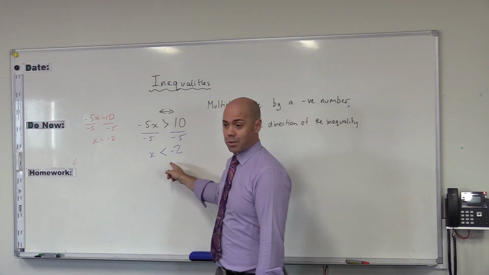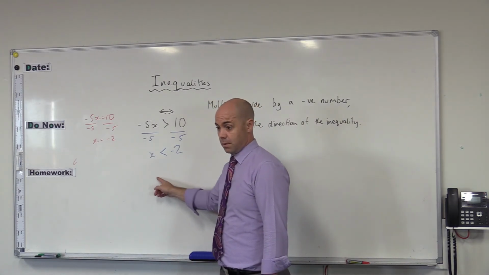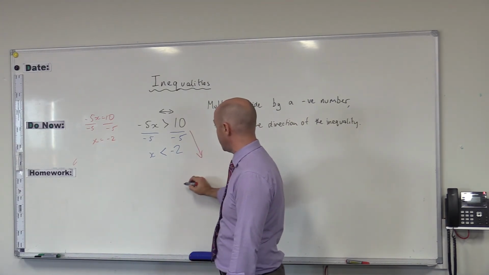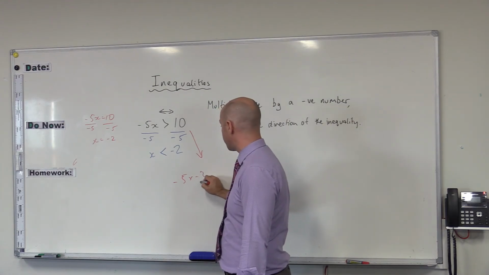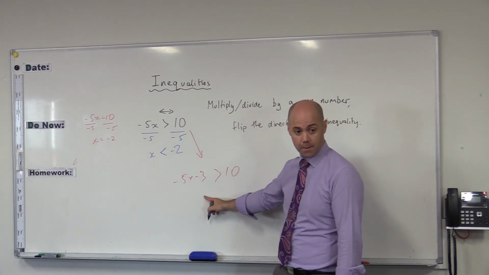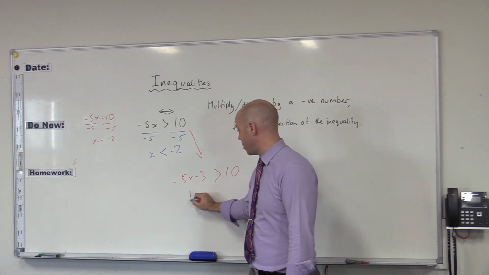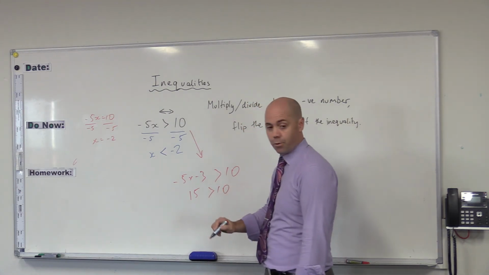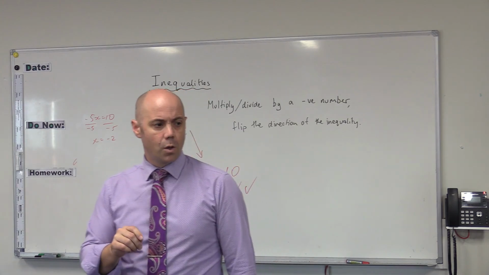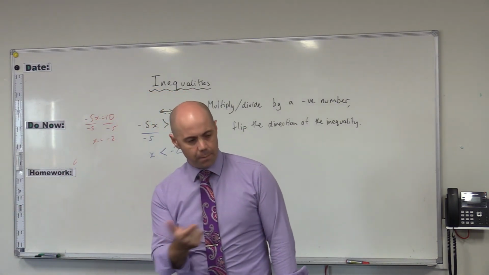Test it out. Is it going to work? What is a number that is less than negative 2? Noah? Negative 3. Let's just test it out to make sure it's going to work. Negative 5 times negative 3 greater than 10. Is that true? Negative 5 times negative 3, Finn, is? 15, positive 15, greater than 10, is that true? Yes, happy days. Okay? When we multiply or divide by a negative number with an inequality, we flip the direction of the sign.